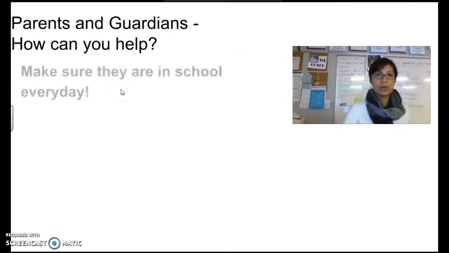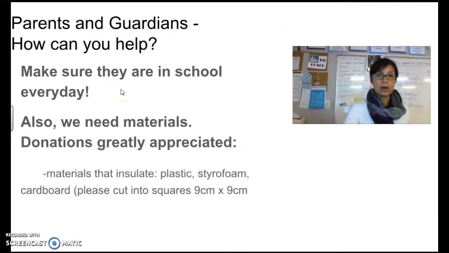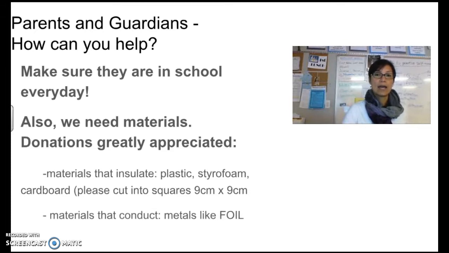So to summarize, we need materials that insulate: plastic or styrofoam or cardboard, like shoebox cardboard or cereal cardboard, even Amazon box cardboard. Please cut them into squares, 9 centimeters by 9 centimeters. And then materials that conduct, metals like foil, and then tape, masking or painter's tape.